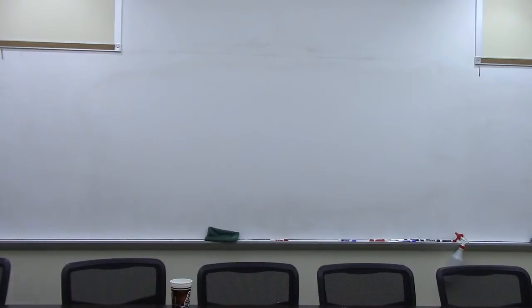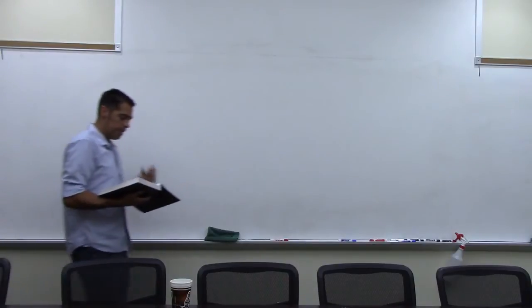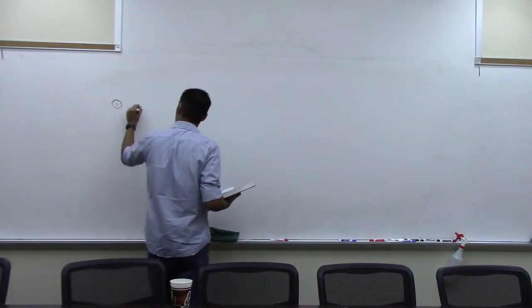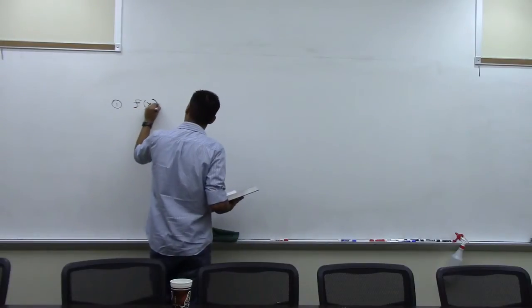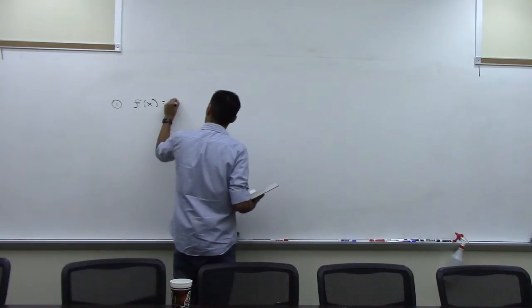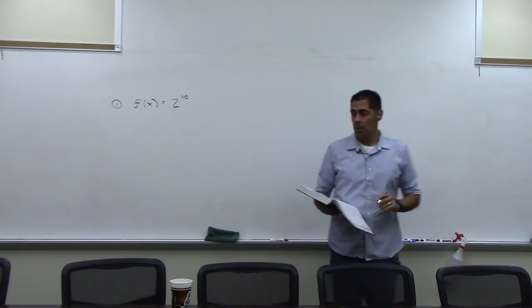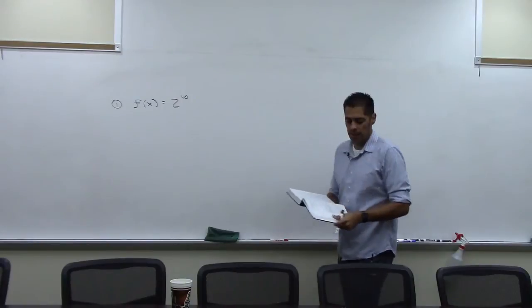I will be working the problems from 2.3. I will start with number 1. We have f of x equals 2 to the 40th power, and we're asked to differentiate the function. No work to be done here.